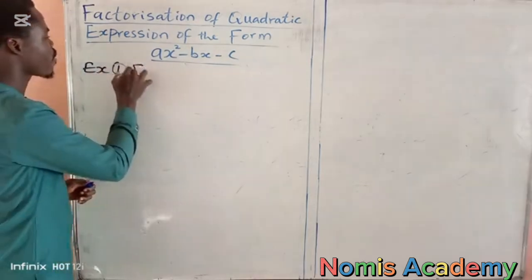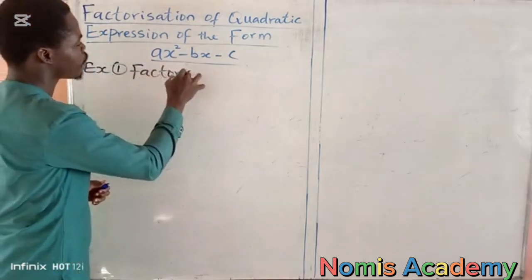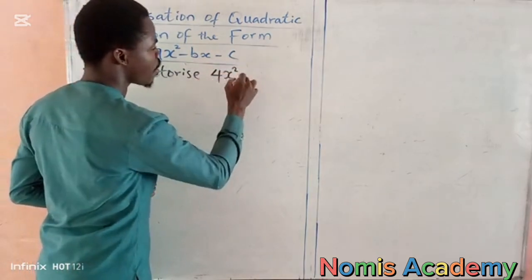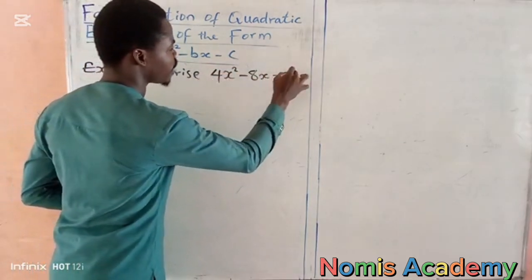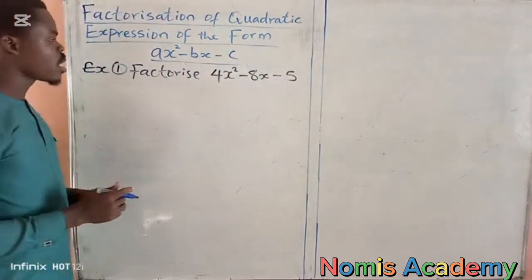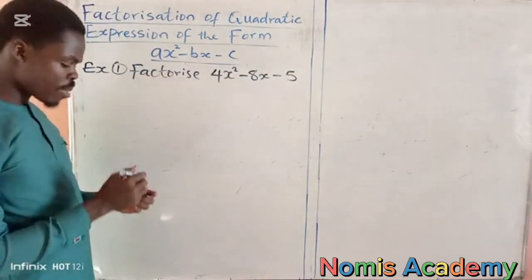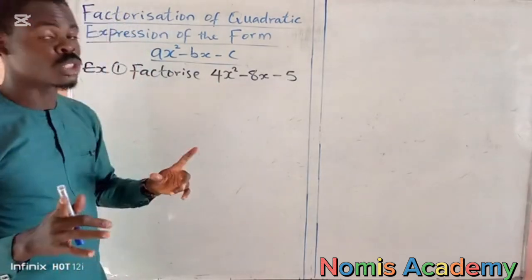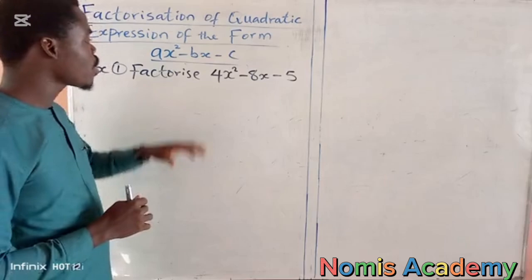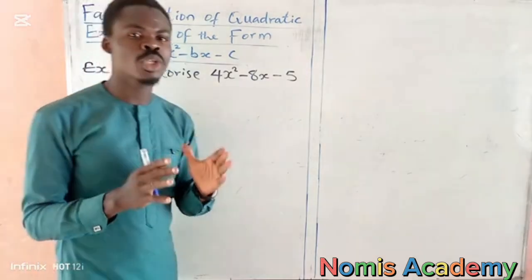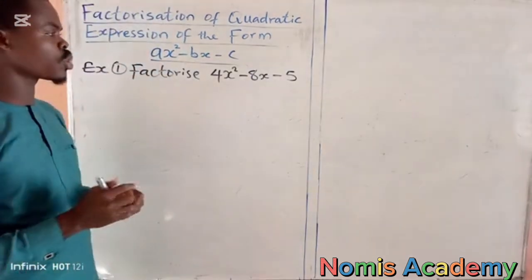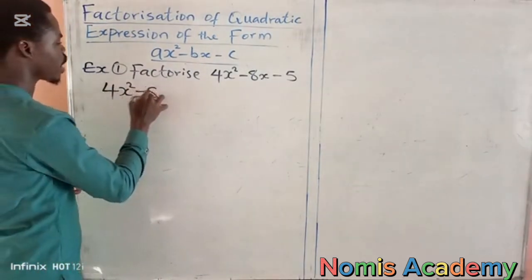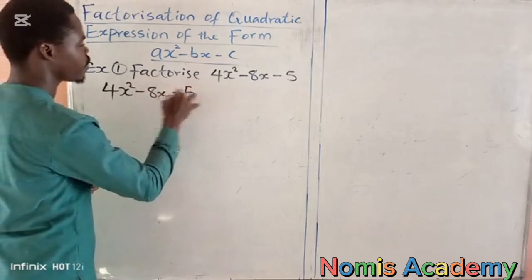Example 1. Factorize 4x² minus 8x minus 5. So we are going to factorize it. Remember, whenever you are asked to factorize a quadratic expression, what is required of you is to express it as the product of two linear factors. Alright, let's solve this. 4x² minus 8x minus 5.